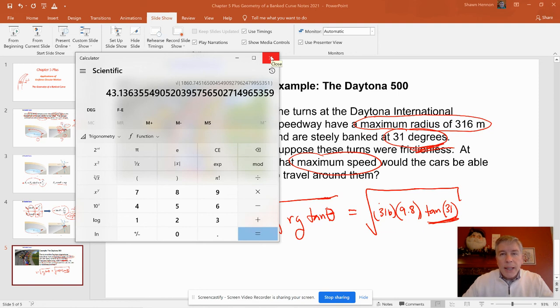43 meters per second is somewhere close to around 90 to 95 miles per hour. So obviously with friction, these cars can go much faster around these curves. This is the maximum speed if they were frictionless. So that's a little bit on the geometry of banked curves.